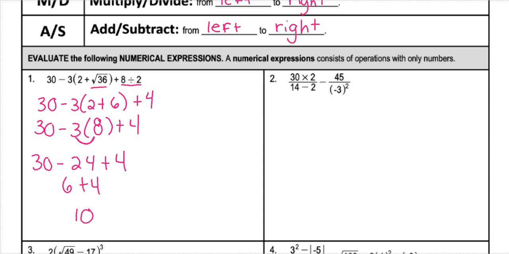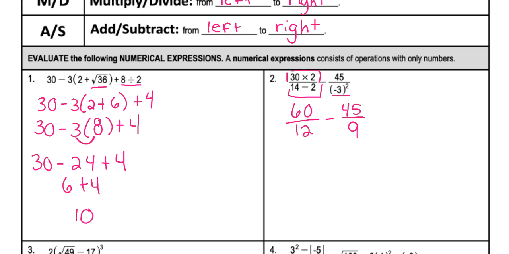All right, let's look at number 2 here. For number 2, we have a little different set going on here. We've got some fractions. So again, those are grouping symbols. That means that I need to simplify one part before I move on to the next part. So on the first numerator, we'd get 60. And on that denominator, I'd get 12. And then it's minus, can't simplify the 45 at all, but I can simplify negative 3 squared to 9.